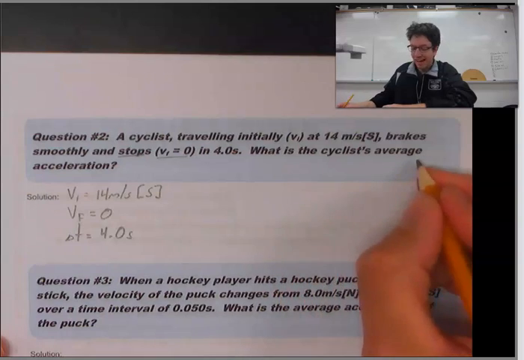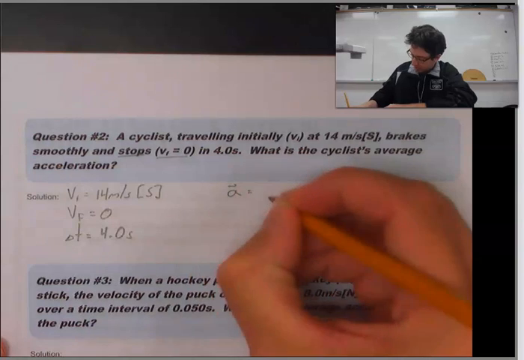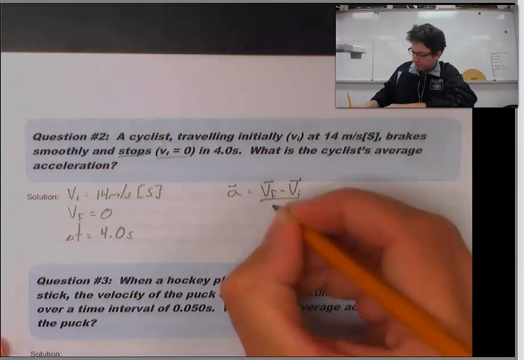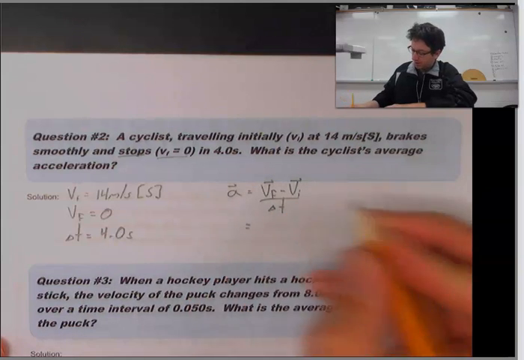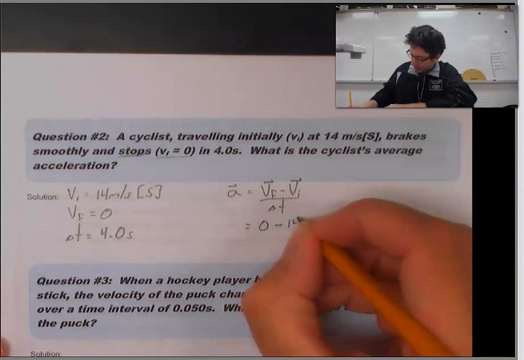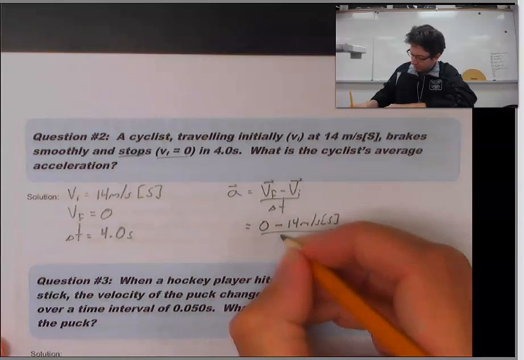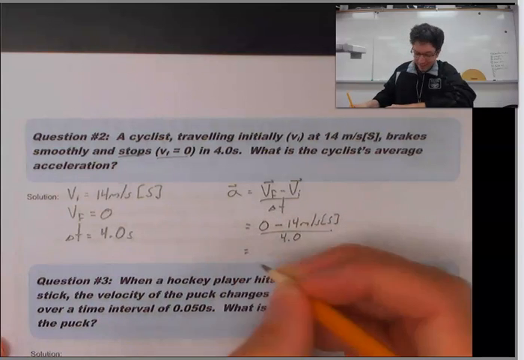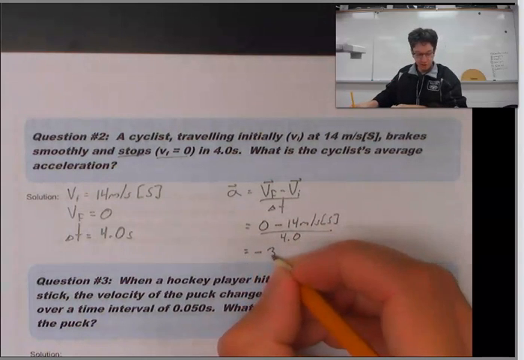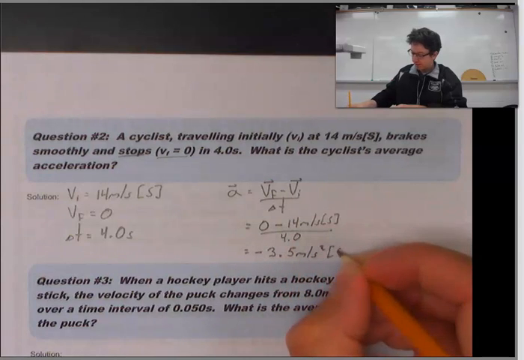What is the cyclist's average acceleration? Okay, so we're going to use the same equation: v final, always final minus initial, over our time interval. In this case, our final is 0, and then we're going to do minus 14 meters per second south over 4 seconds. Now, when we calculate this one, we get a negative number. We get negative 3.5 meters per second squared south.